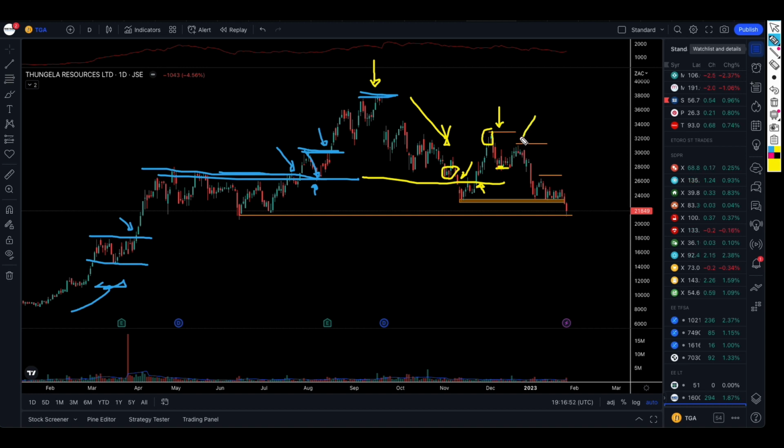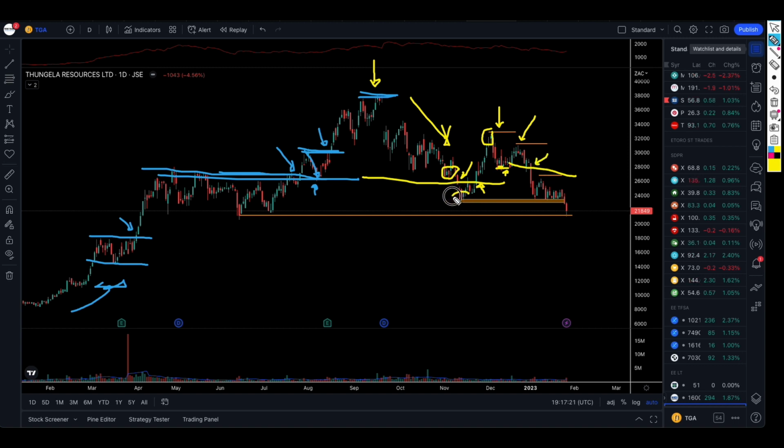Once again, we see another high that is lower than the previous high. So now we're starting to see a pattern that Thungela is failing to break above the previous resistance level. The previous level is now starting to become a resistance level. Note that we still have this level here, the previous consolidation. You see now Thungela share price broke below this level.